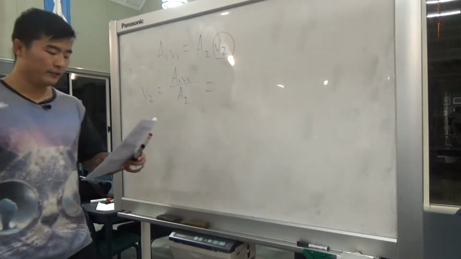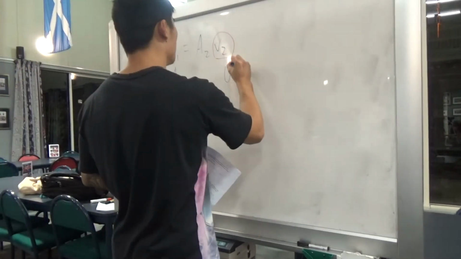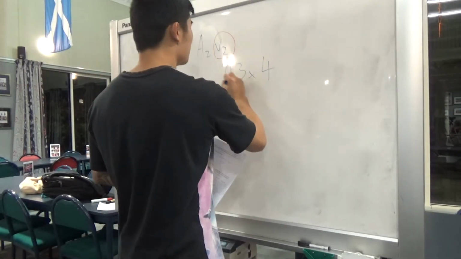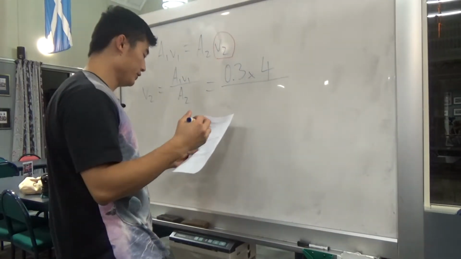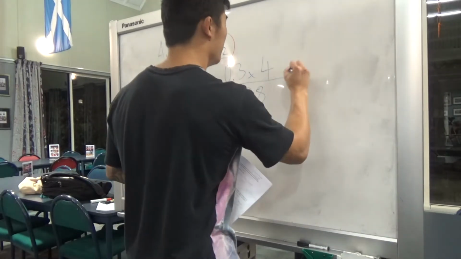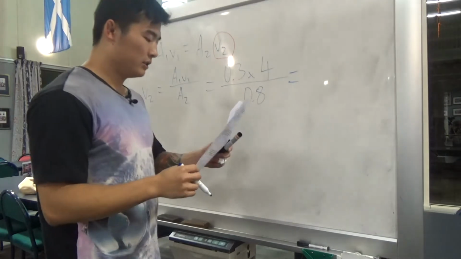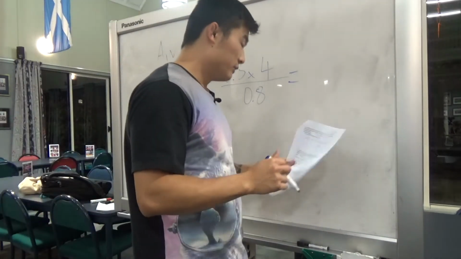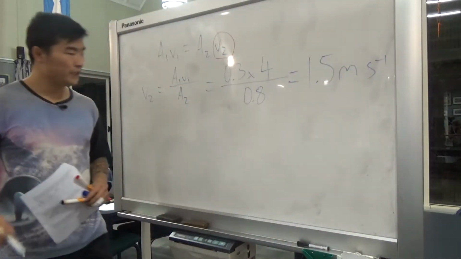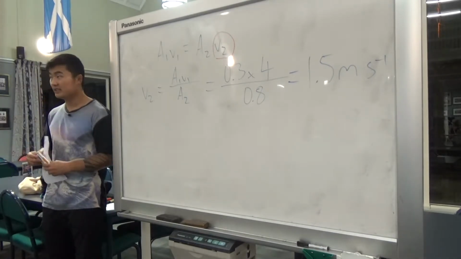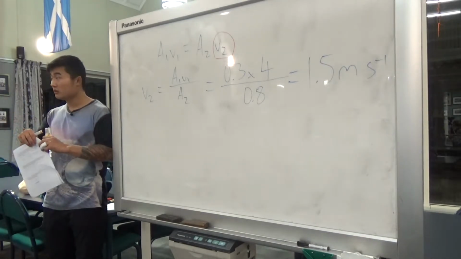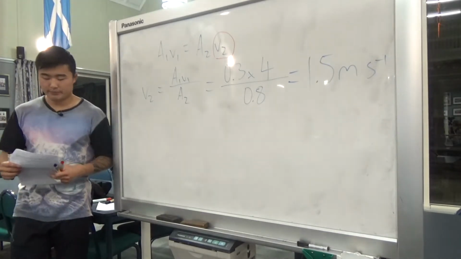So area 1, the area at point A is 0.3 times the velocity at point 1, which was 4. And then the area at point 2, or area at point B, is 0.8. So that will give you 1.5. So V2 is 1.5 meters per second. Okay, so next page, number 10.